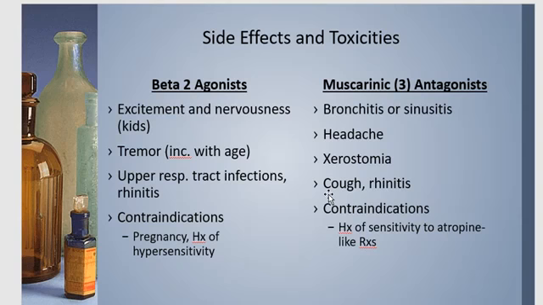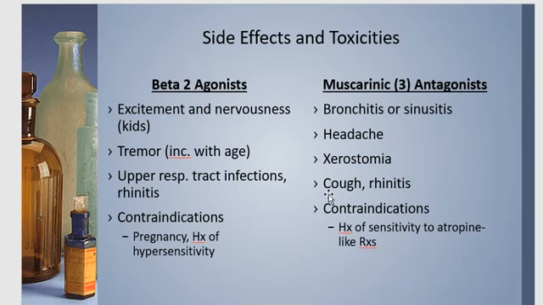Excuse me. And of course, both of these drug classes have side effects and toxicities associated with them, but they're relatively low in terms of the number of side effects and the potency of these side effects. And so beta-2 agonists are usually associated with excitement and nervousness in some children. The tremor can be associated with the use of beta-2 agonists, and that usually increases with age. Of course, you're setting the patient up for increased incidence or occurrence of respiratory tract infections, including rhinitis. And of course, contraindications to beta-2 agonists include pregnancy and a history of hypersensitivity reactions to these drugs.